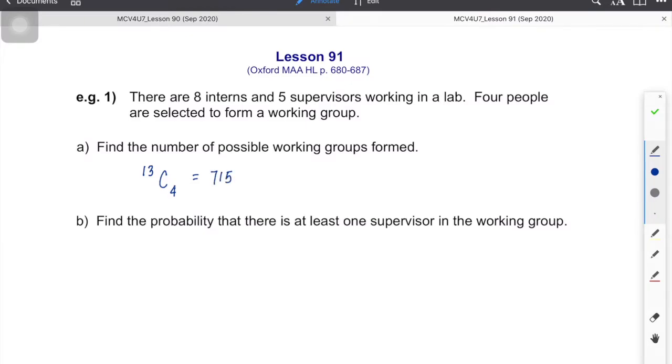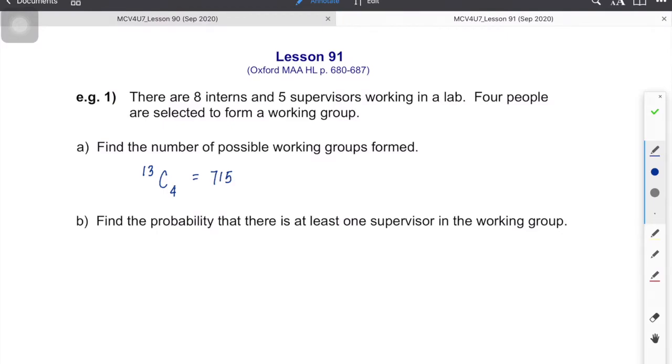Okay? Part B, find the probability that there is at least one supervisor in the working group. So this time is slightly different. In order to make sure we do have a supervisor, we have to separate the intern group from the supervisor group. This part of the question also mentions that there must be at least one supervisor, meaning I can have different cases, right? If I have one supervisor, I must have 3 interns. 2 supervisors, 2 interns, 3 supervisors, 1 intern, and if I have all 4 supervisors, it still fits this criteria. But if we are listing the 4 cases, which case have we actually missed out on? We're missing the case where we have no supervisors but all 4 interns.